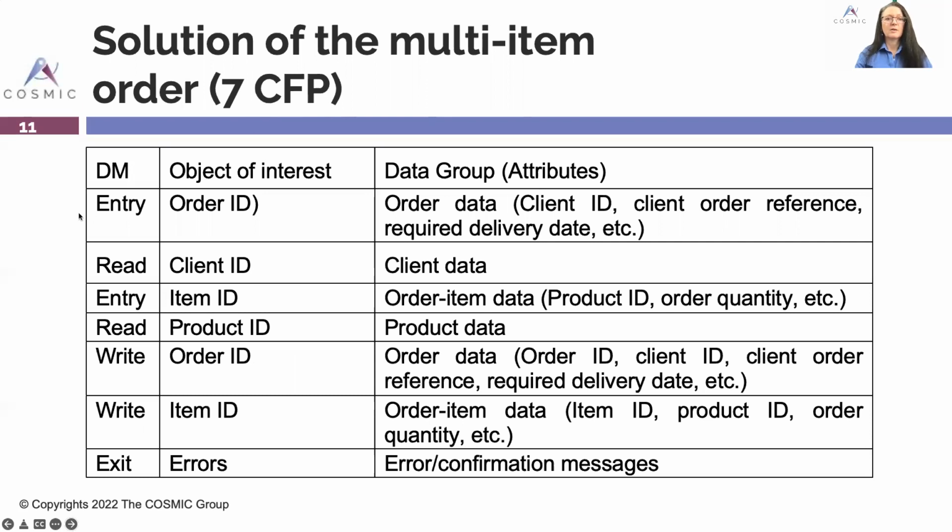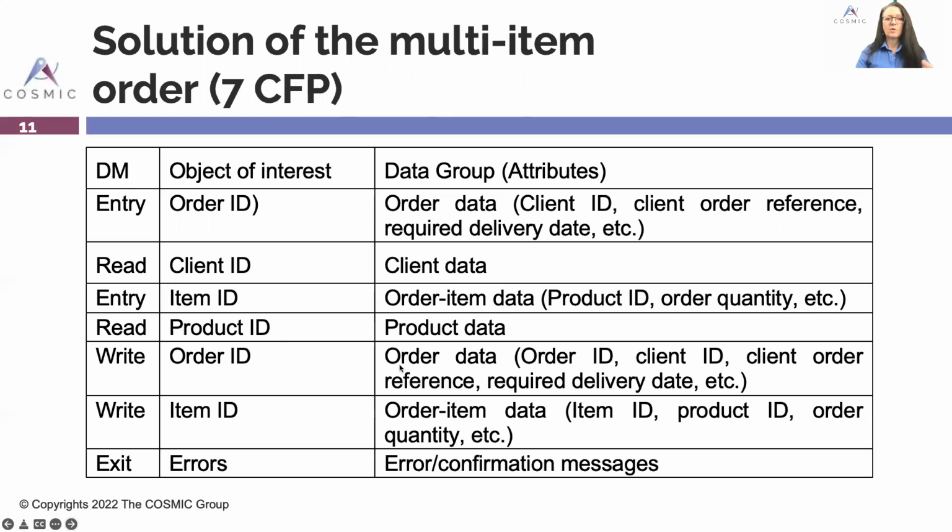That is, the triggering entry is the order data. That's the header of the order. And then we must read the client data with client ID. We will then enter the order items with the product ID, quantity ordered, etc. So we must read product data with that product ID.